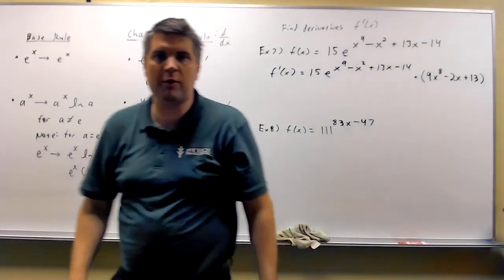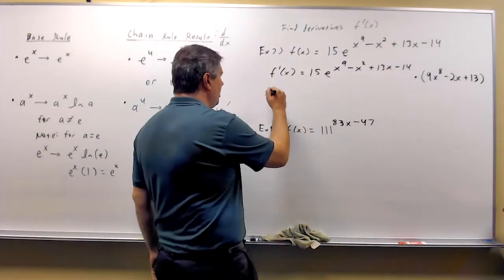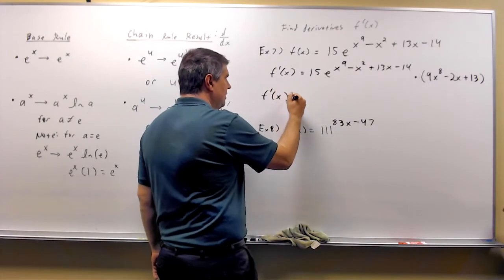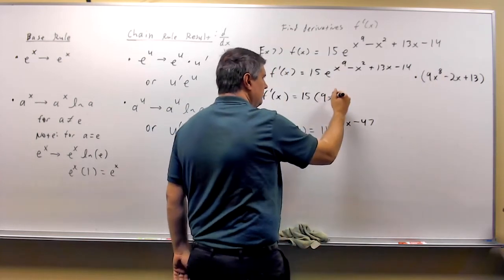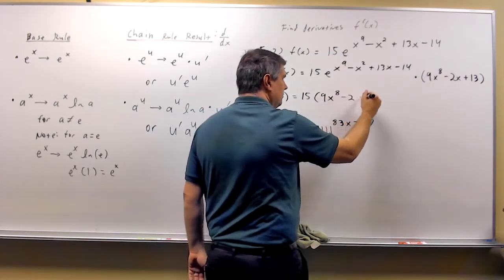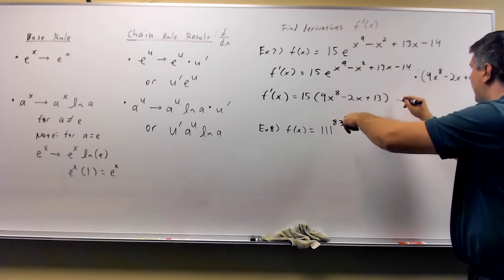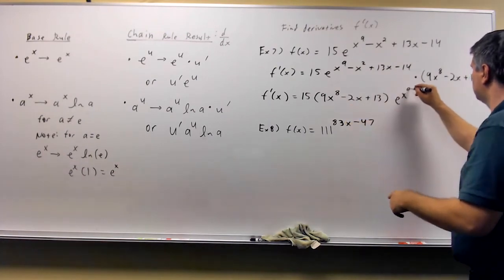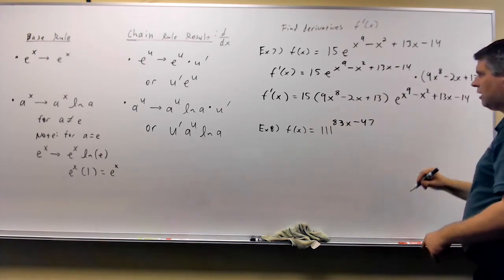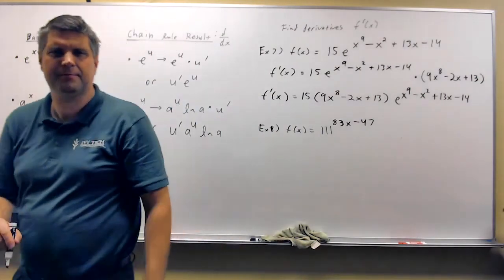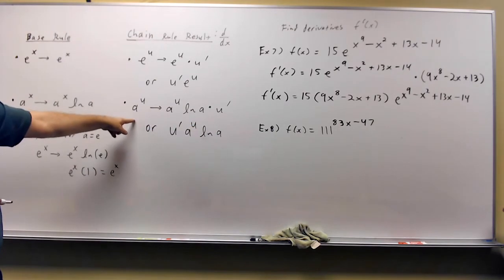Now, I'm going to rearrange this so that the exponential expression is last, and I'm also going to leave it factored. So I'll have f prime of x equals 15 times this, and then the exponential expression goes last. Like so. Okay? Now example 8 is going to follow this rule right here.